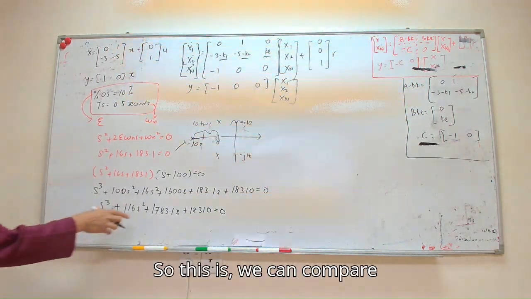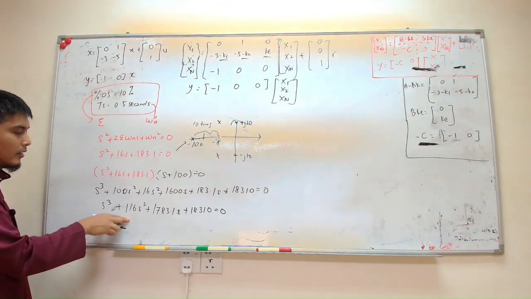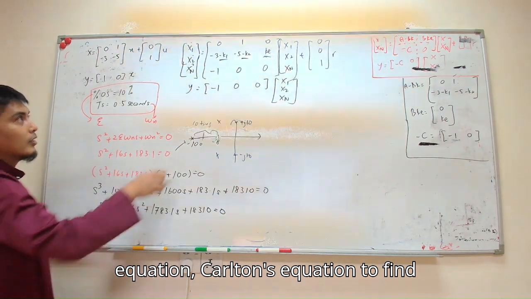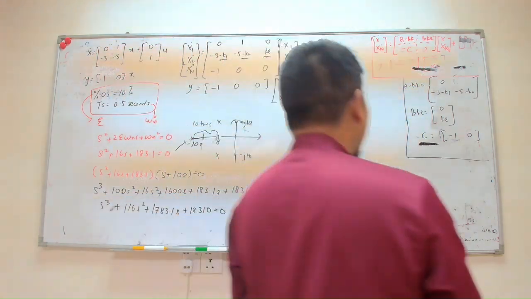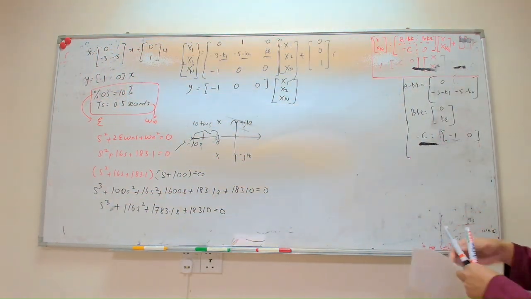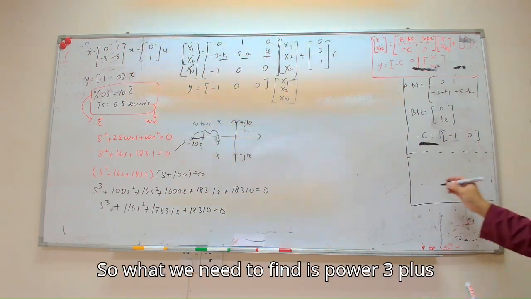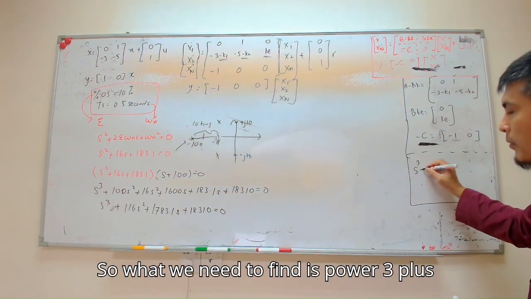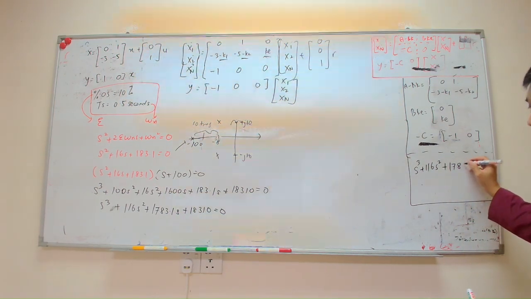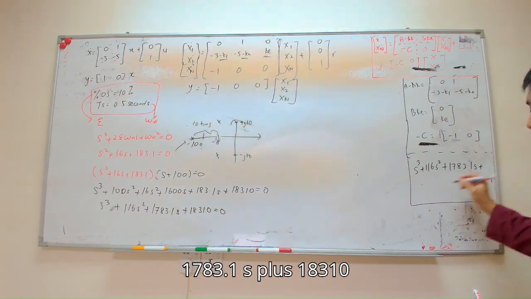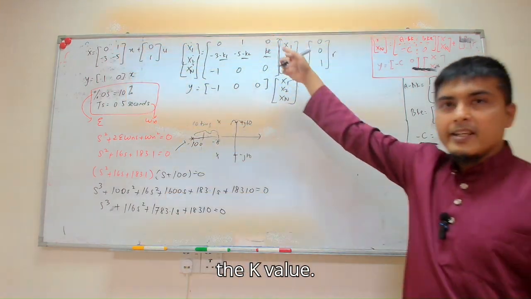So this is the characteristic equation we can compare to find the k value. So we put aside this information. What we need is s to the power of 3 plus 116 s squared plus 1783.1 s plus 18310 equal to 0 to find the k value.